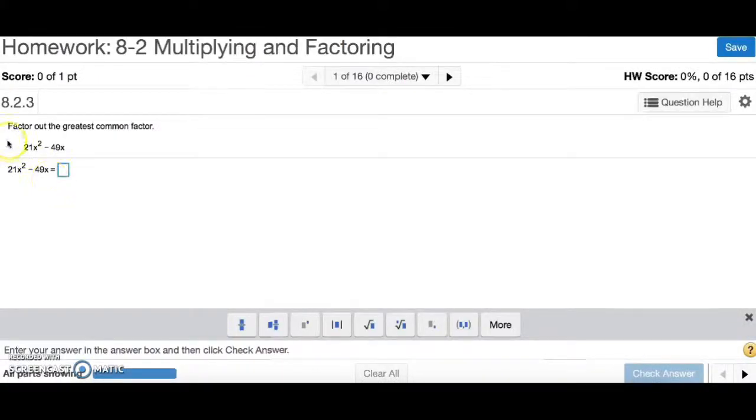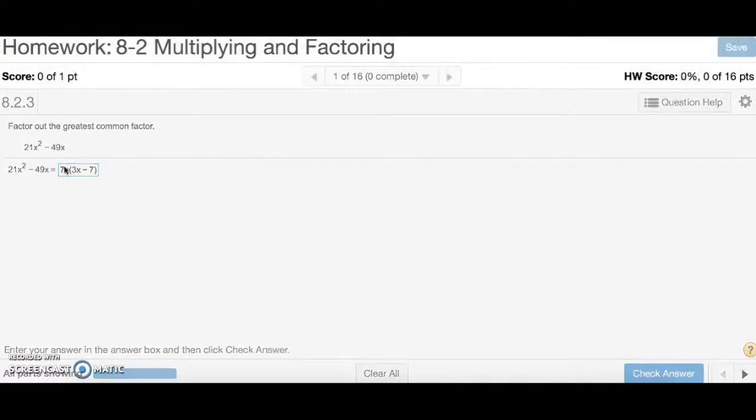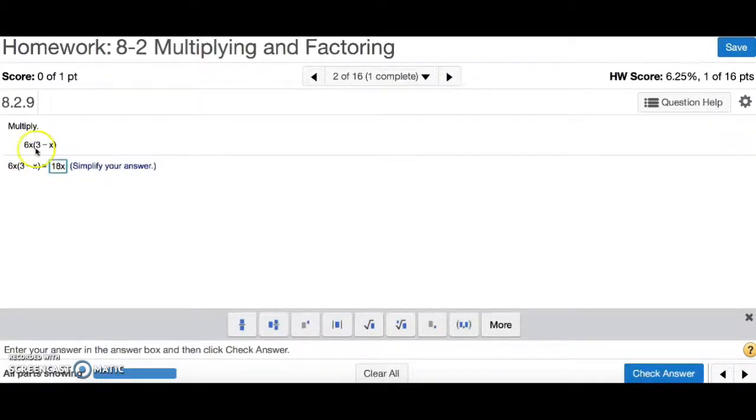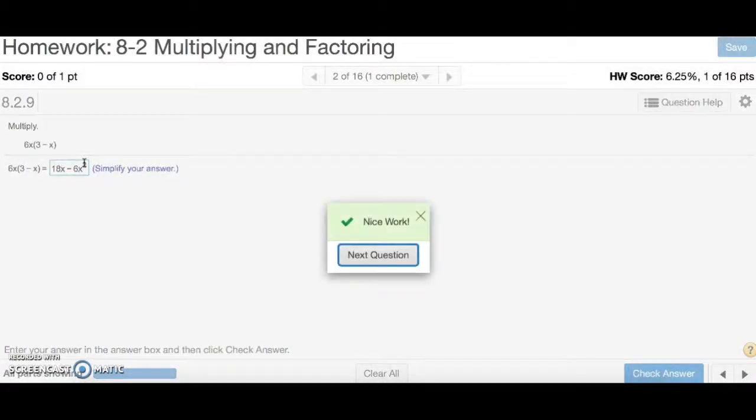So typing in our answer, whenever it says factor out, you need the GCF and what's left after you divide it out. So we have 7x, parenthesis, 3x minus 7. That is number 1. Number 2, it says multiply. So we're going to do the reverse of what we did for number 1 and distribute. So we have 6x times 3, which is 18x. Then we have 6x times negative x, which is negative 6x squared. That is number 2.